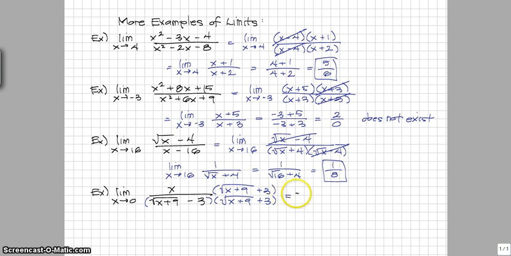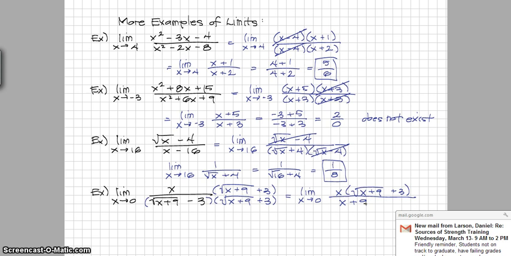And we're going to rewrite now as the limit as x approaches 0. And on top, we're not going to do any distributing, and we'll see why in a second. Really, it's because we're looking for ways to cancel. So we're just going to leave this as x times the square root of x plus 9 plus 3. And on the bottom, we are going to distribute. So square root of x plus 9 times the square root of x plus 9 is x plus 9.